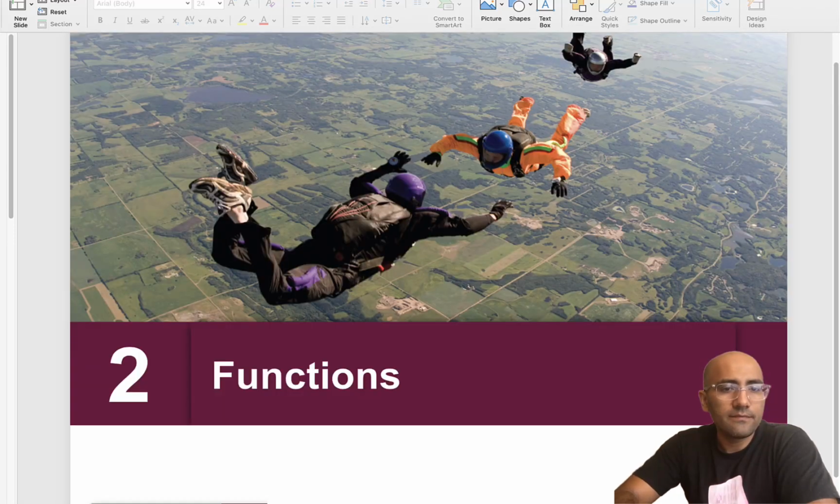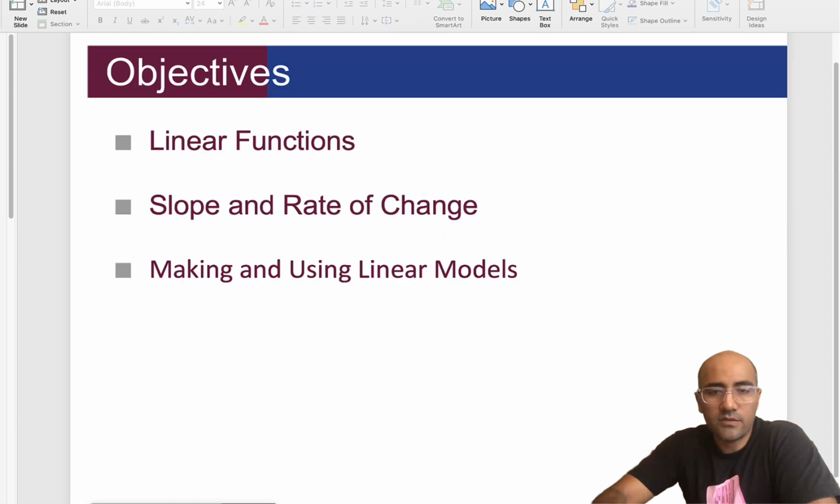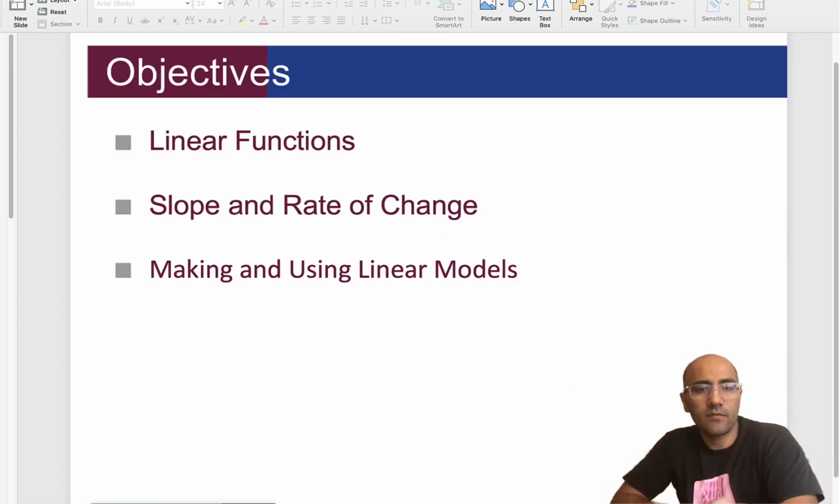Okay, so let's move on then. Section 2.5, linear functions and their models. That should also be pretty easy. So linear functions, the slope and the rate of change, and making and using linear models.